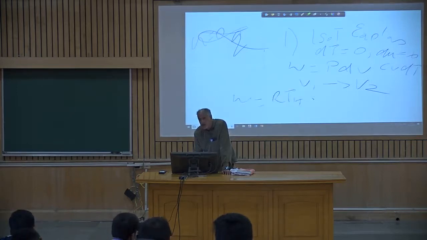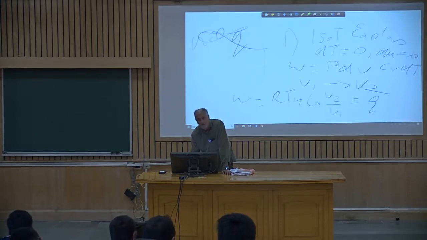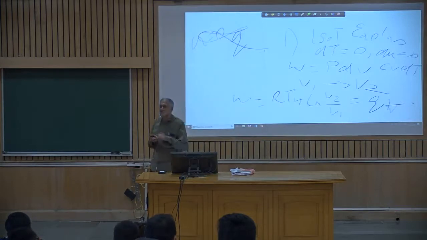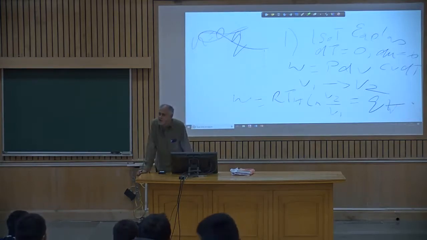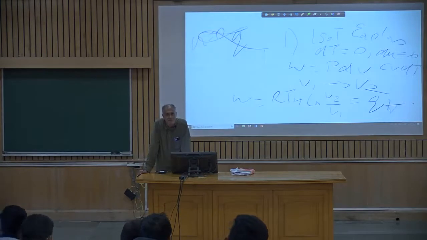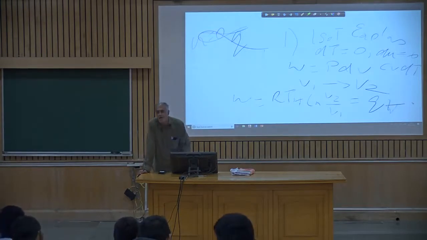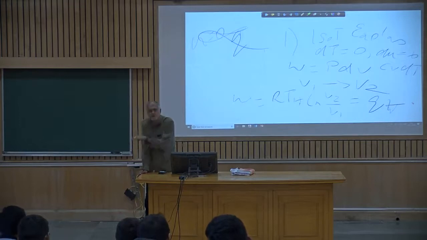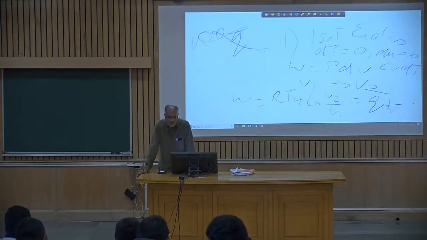RT_H ln V2 by V1. That is equal to the heat that is being supplied, Q_H. That's it. The reverse of this is isothermal condensation. Clear? Don't trip over signs. Endothermic is positive, exothermic is negative. Work being done by the system on the surroundings is positive, the reverse of it is negative.